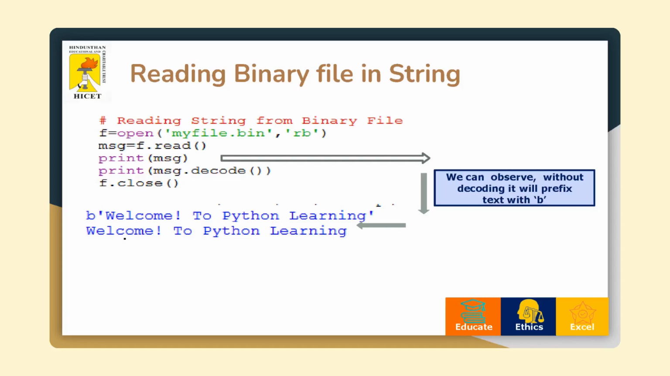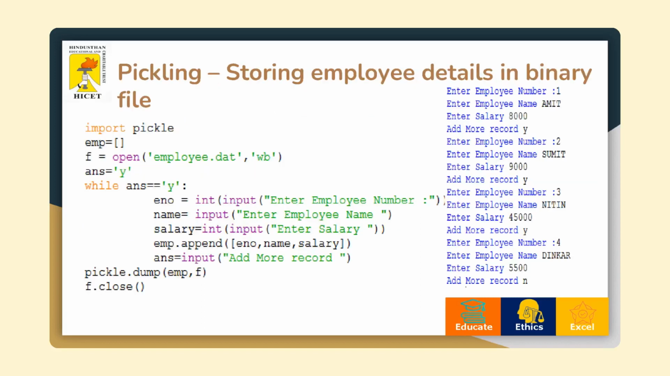This b denotes that I'm not using any method. Just by seeing this b, I can tell that the content is directly read from the binary file. Whereas when I use a decode method, like encode, here I use a method called decode to read the content from the binary file. If I use the decode method, I'll not find any b in my output. So this is how I can write and read content from the binary file by using the encode and decode methods.